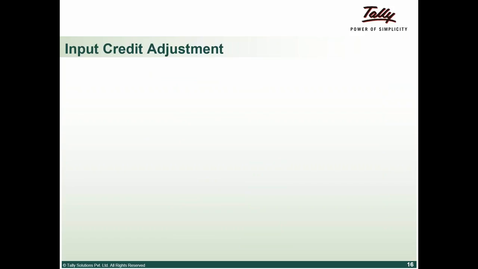Okay, the next question is the input tax credit. We were talking about CGST, SGST, and IGST, right? Supposing I have CGST, SGST, IGST, in what order can I set off my input tax credit against my tax liability?